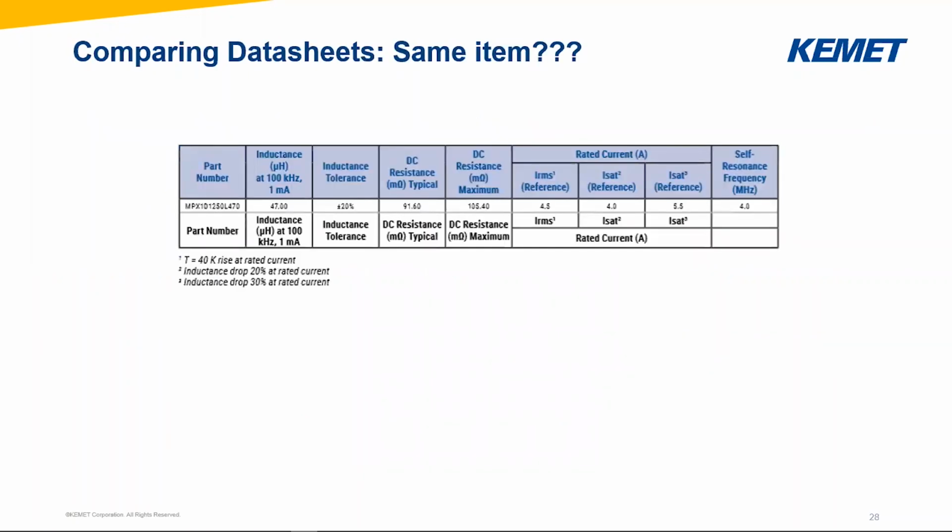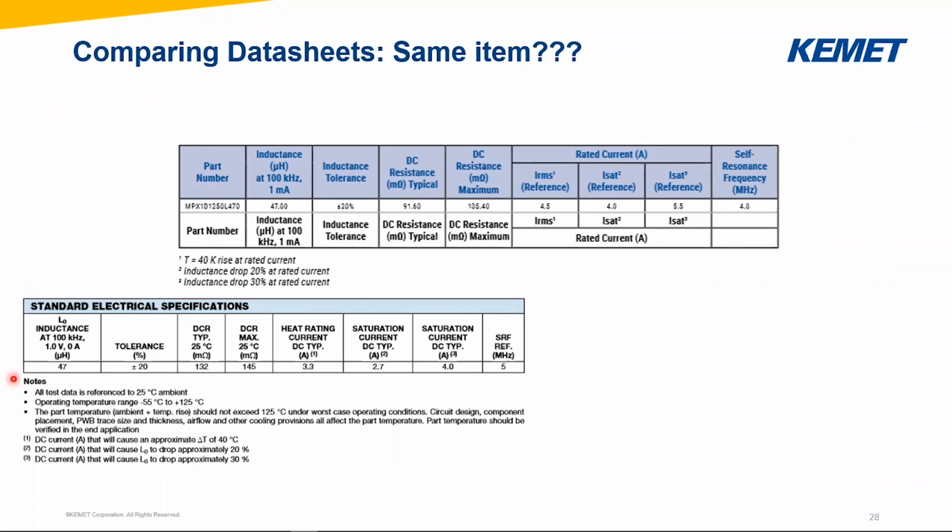Now we know where to look, but let's compare the data sheets. By comparing data sheets, our MPX series with competitor items, I found something. This is one competitor item. It's also 47 microhenry. The first thing I can see is the saturation current is a little bit different. Also, this competitor is giving 20% and 30% and 40K. You must always read what is written below, if it's the same values or if it's different.